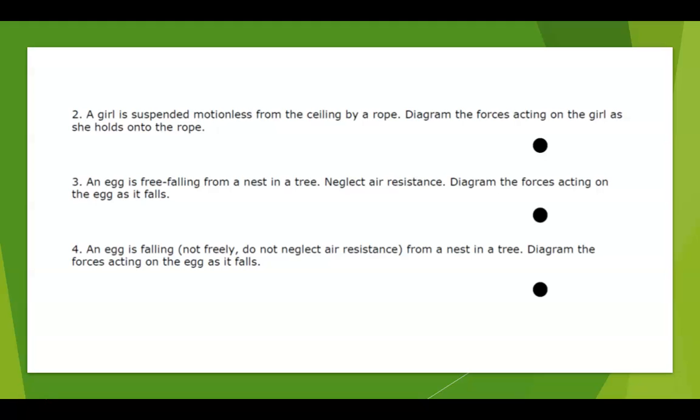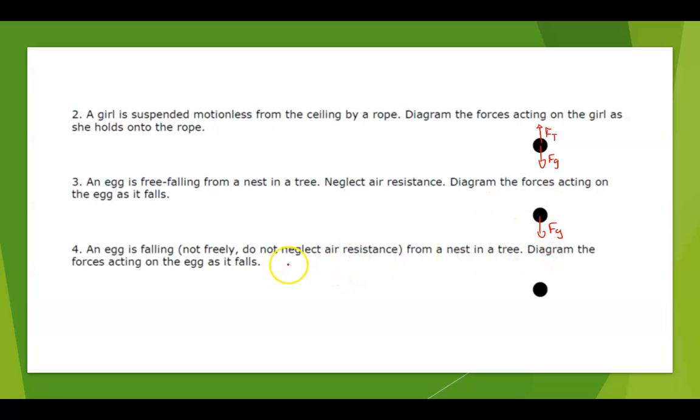If a girl is suspended motionless by a rope, again, you've got a force of gravity, but here you've got a force of tension, not a normal force, because it's a rope that's holding her up. An egg is in free fall from rest from a tree. We're ignoring air resistance, so it's just a force of gravity. It's just falling.